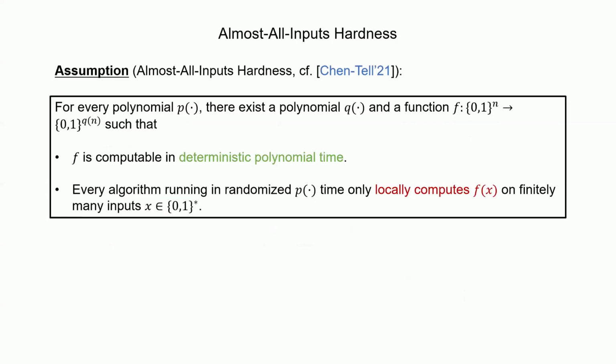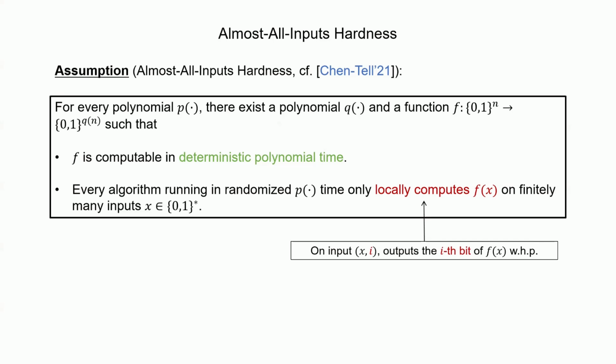And we obtained this connection through a recent hardness versus randomness trade-off result by Chen and Tao, which employs a notion called almost all inputs hardness. We will consider this notion in a slightly different form than that presented in the original work. The assumption of almost all inputs hardness states that for every polynomial P, there exists a polynomial Q and a function f mapping n bits to Q of n bits, such that f is computable in deterministic polynomial time. However, every algorithm running in randomized P time only locally computes f of x on finitely many inputs x.